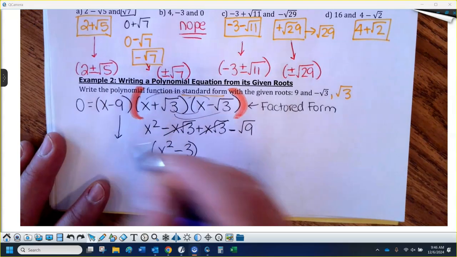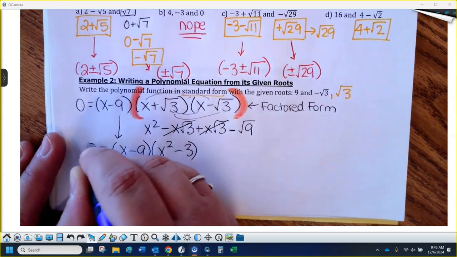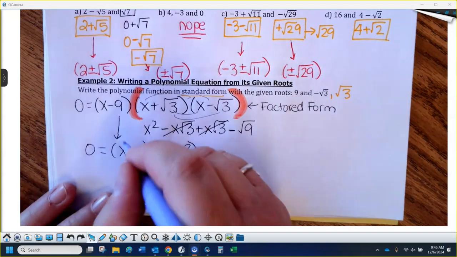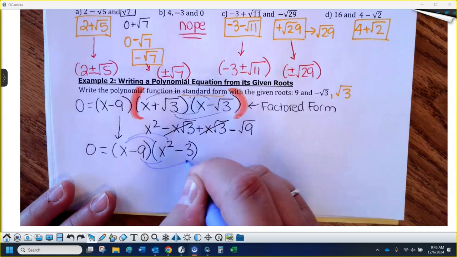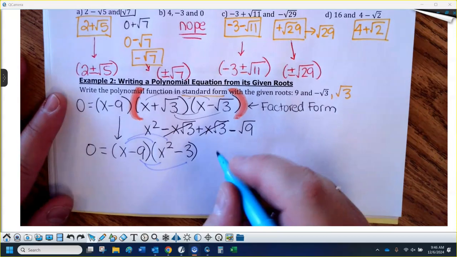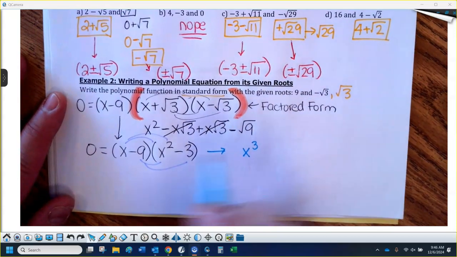Now I still haven't used the other 0 they gave me, which was 9, so I have to use linear factors. So don't forget to bring that down, but multiply the conjugates together first. And then I'm just going to do a little FOIL again. Sometimes, and this is a good example of this, when I FOIL this, it's not going to be in standard form if I just do x times x squared minus 3. So you might have to switch some terms around, but that's probably the worst thing you would have to do. x times x squared would be x cubed.